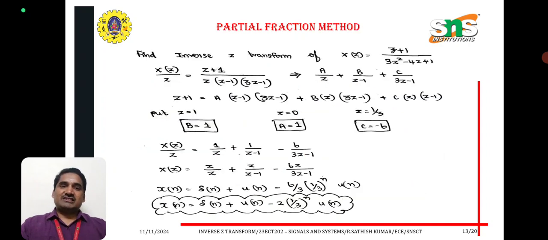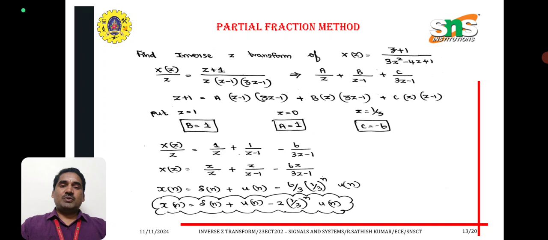Next one, partial fraction method again. Find the inverse z transform of X of z is equal to (z plus 1) divided by (3z square minus 4z plus 1). Now we can multiply and divide X of z by z. Therefore, A by z plus B by z plus 1, C by 3z minus 1.